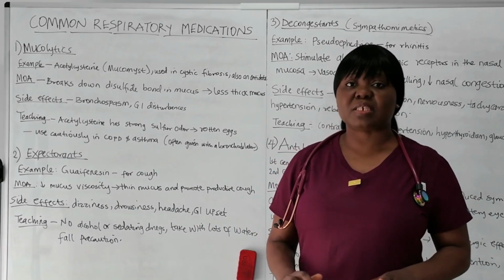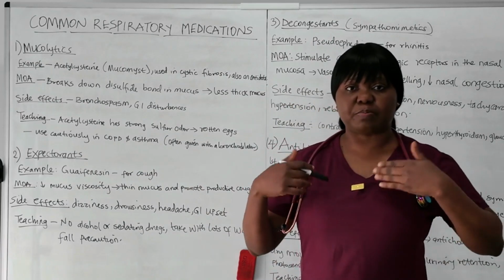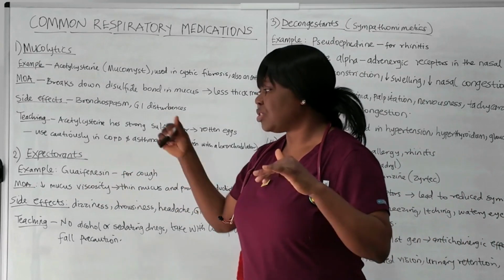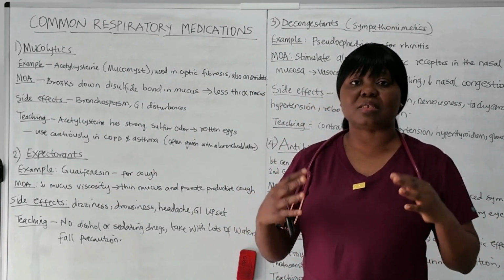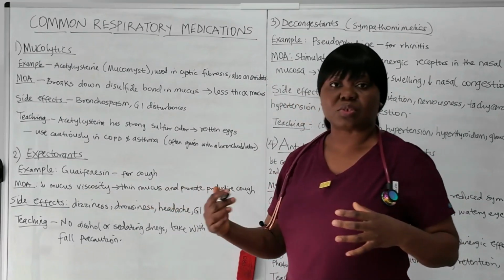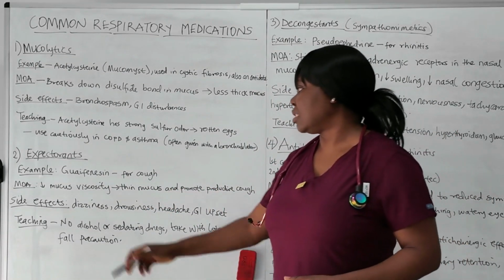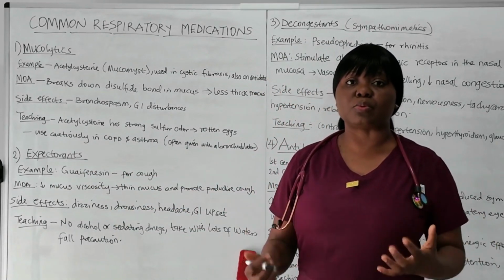The next class of medication we'll be looking at is the expectorant. From the name too, you can predict expectorants help expel mucus. So the mode of action is to decrease mucus viscosity. In other words, it makes mucus less thick, makes it lighter. And the way it does that is to thin mucus and promote productive cough. An example of medication in this class is guaifenesin. It is used for cough, especially cough that is not productive.